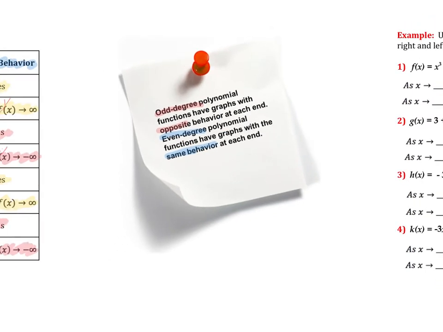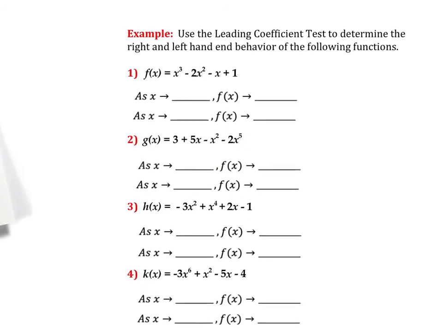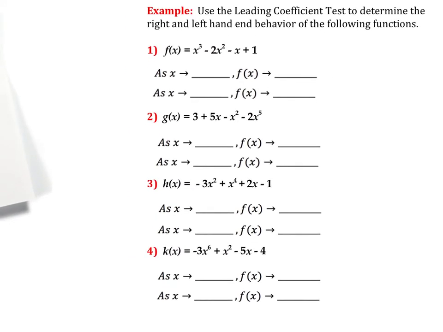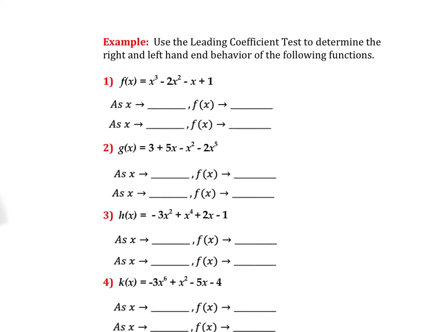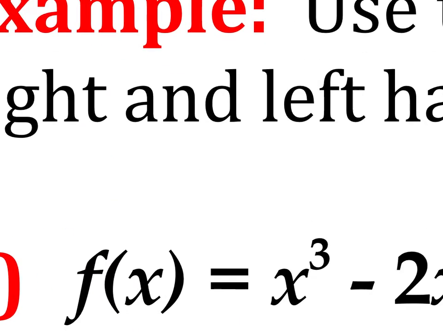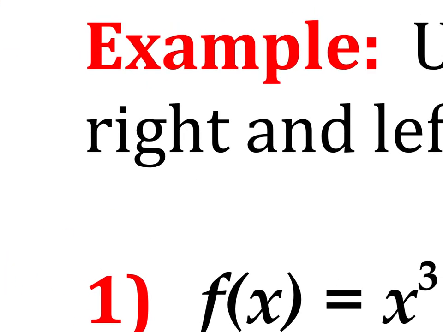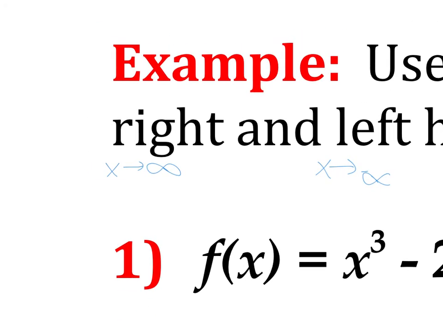All right, example time. And this is going to be the end of the video once we get there. We want to use the leading coefficient test to determine the right and left hand behavior for the following functions. First and foremost, let's clarify this whole right side, left side thing. Right side is when our x is going to positive infinity, and the left side is when x goes to negative infinity. So if you ever see that, that just means the right side and the left side. Let me clarify that negative a little bit more.